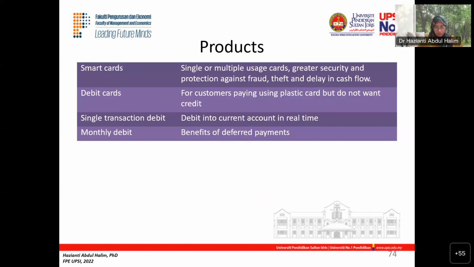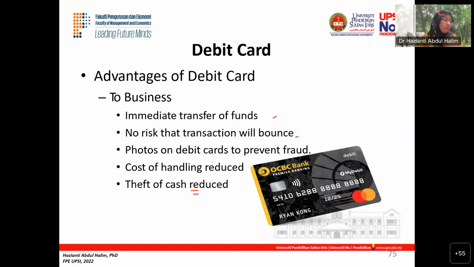Alright, so these are the products. Earlier was services, here are the products. Again, we are looking at smart cards, debit cards, monthly debit, these are the products offered by banks. Debit card. You can go to your ATM card and look, it says debit there. So the advantages, again, are immediate transfer of funds, reduced cost of handling, reduced theft of cash, no need to carry cash, just bring the card.